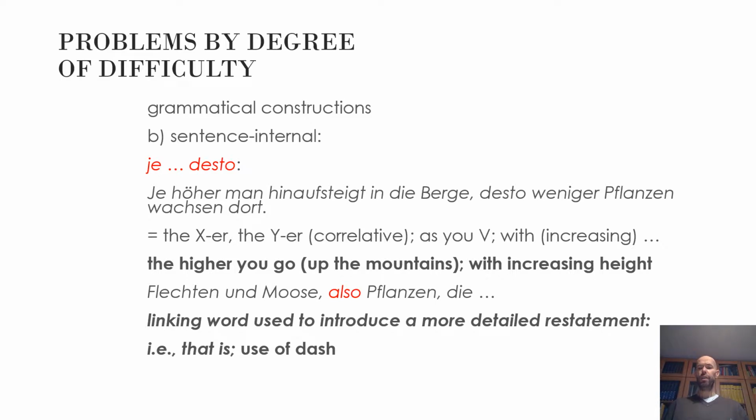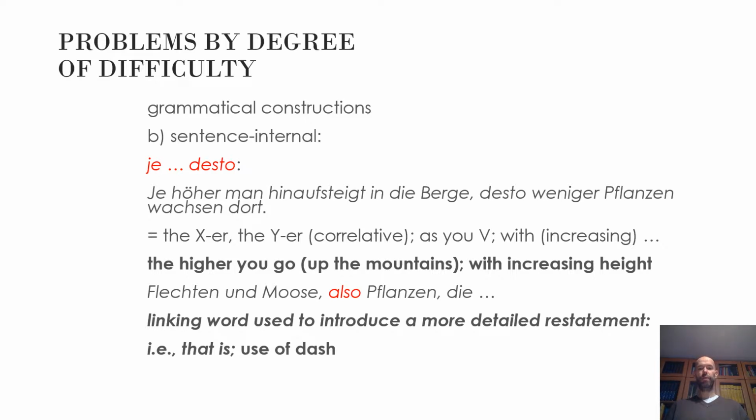But there are two alternatives available in English. As you do something, so as you go up the mountain, or, this is again slightly more formal, with something. So we could simply say with height, or with altitude, temperatures decrease, for instance, or we could say with increasing height. So we could add the adjective increasing here. So we have three possibilities here.